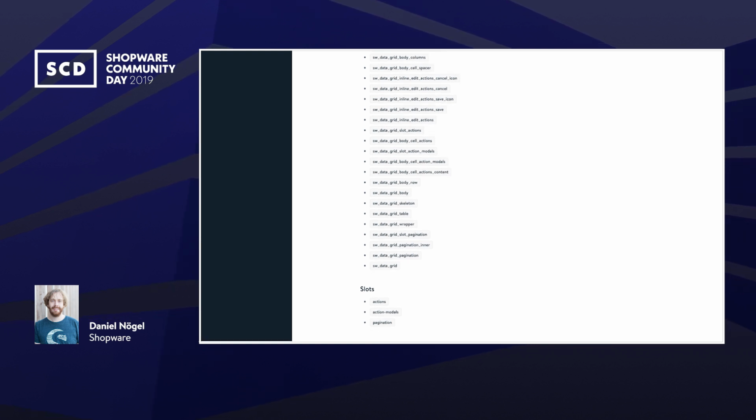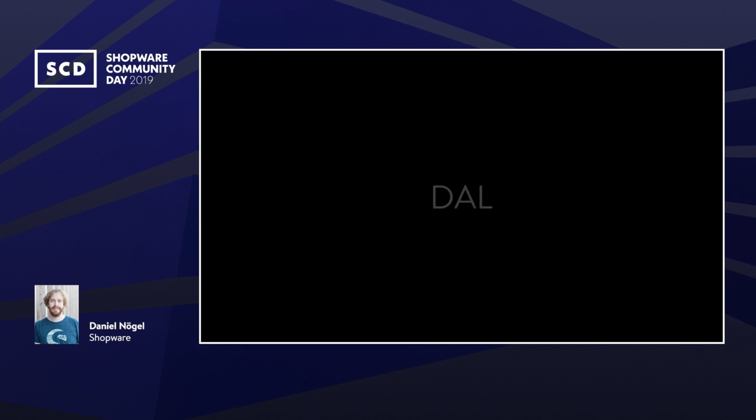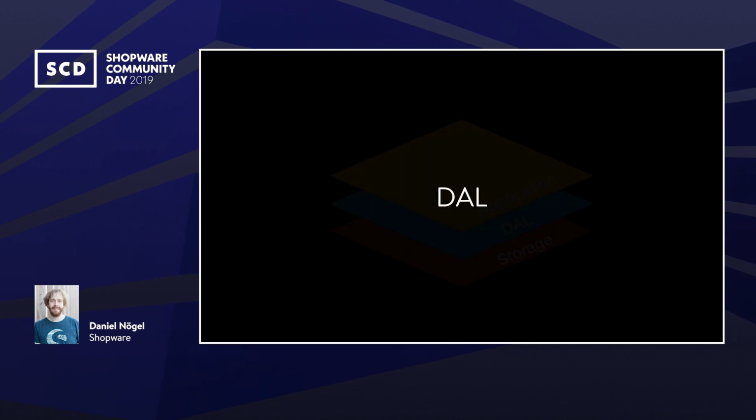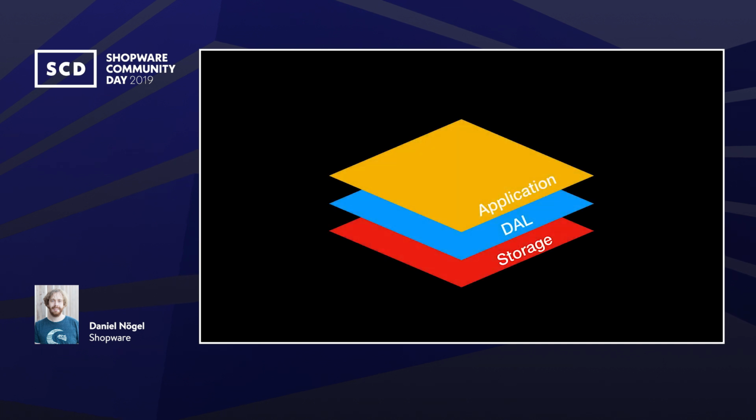Next up is another technical topic. It's called the DAL. And DAL is short for data abstraction layer. So that's a thin layer between the application and the storage of Shopware. Somehow it's something you plug in between your database and the business logic you have.